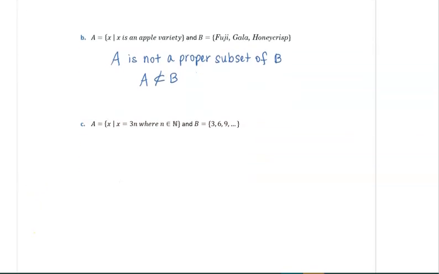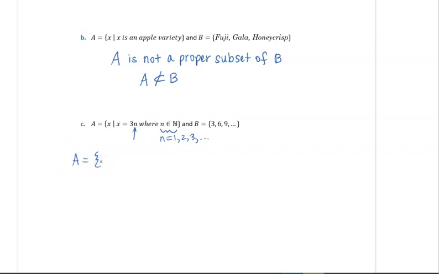Part C. A is a set of all x such that x is 3 times n, where n is an element of the natural numbers, and B is the set 3, 6, 9, and so on. So what is this saying here? n is in the set of natural numbers. That means that n can equal 1, 2, 3, etc. And that means that we would have to fill those values in for n in order to build this set A.